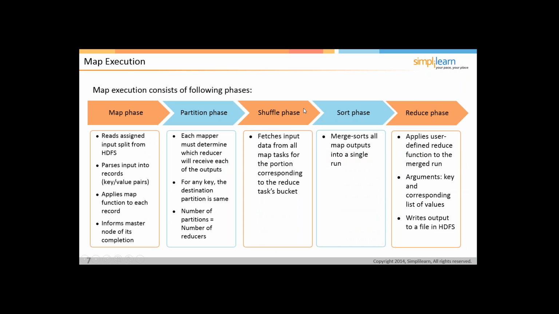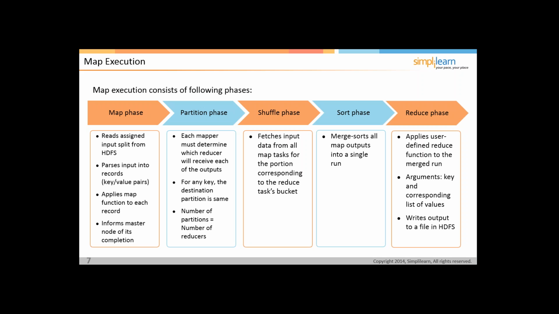Now, how is this execution actually going to occur? First of all, the execution consists of the following phases: the map phase, then the partition phase, then the shuffle phase, then the sort phase, and finally the reduce phase. You might be confused about whether the partition phase occurs before or after the map phase. To be clear, the partition phase always occurs after the map phase, and the shuffle phase can never occur without partitioning happening.